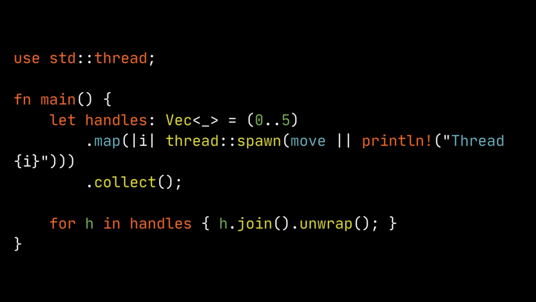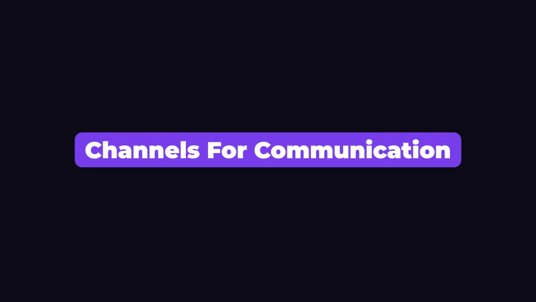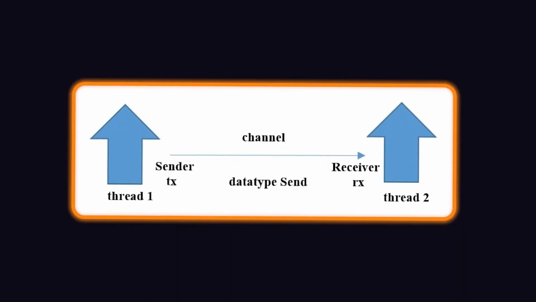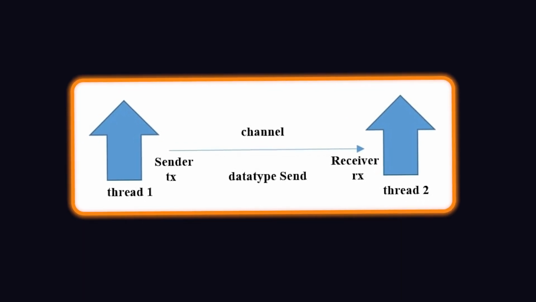Each closure moves ownership inside its thread. Rust prevents data races at compile time. It's beautiful. Next, let's talk about channels for communication. Channels pass ownership between threads safely, the M in Rust's message passing model.